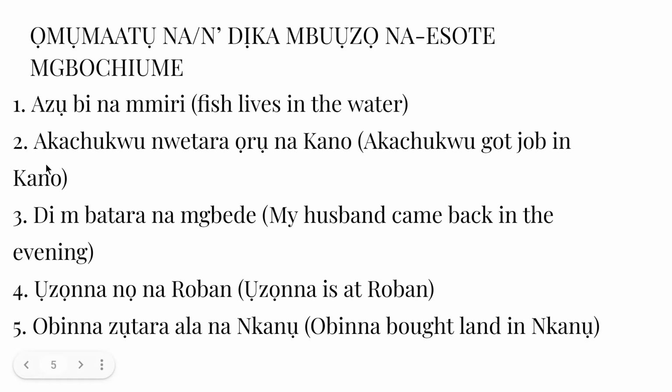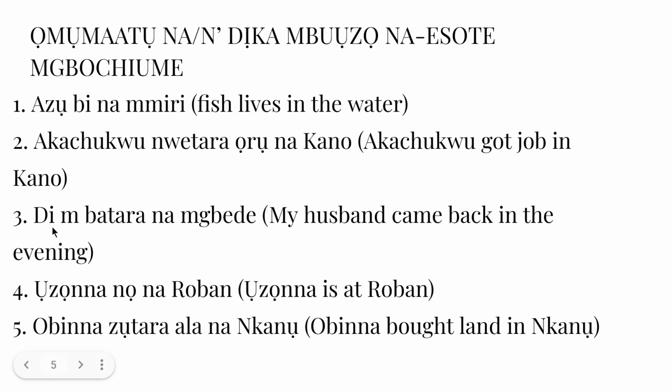And then we have number 2. Akachukwu nwetara ọrụ na Kano. Akachukwu got a job in Kano. Where did Akachukwu get a job? He got a job in Kano. So Kano, once you say na, Kano, K is a consonant.